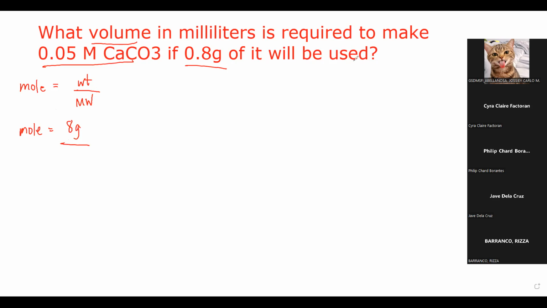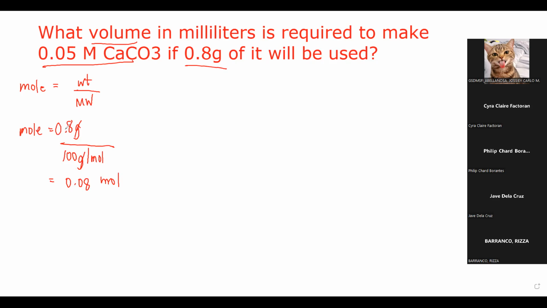This is calcium carbonate. This is the same substance kanina. So hindi ko na ipakita yung molecular weight, is automatically 100 grams per mole. Again, look at the previous problem. We have the same substance. So 100 grams per mole pa rin yun. 8 divided by 100 is 0.08 mole. Okay, ay, anong 8? 0.8.